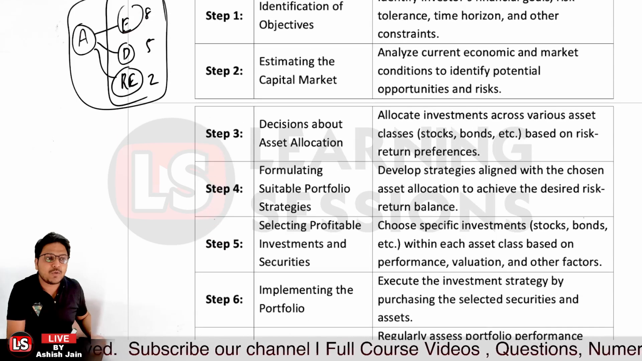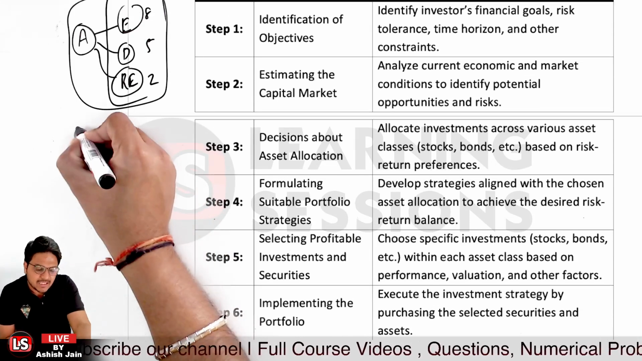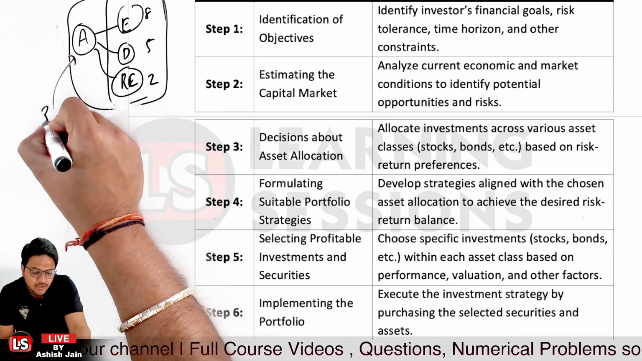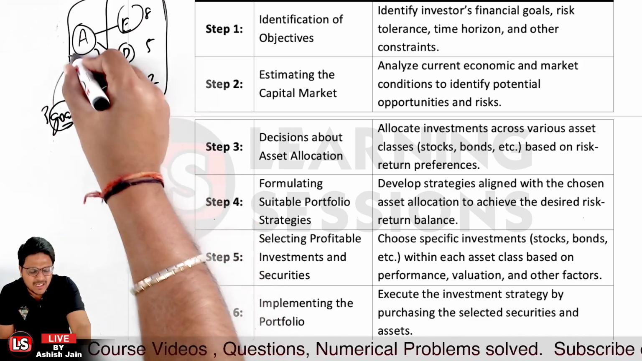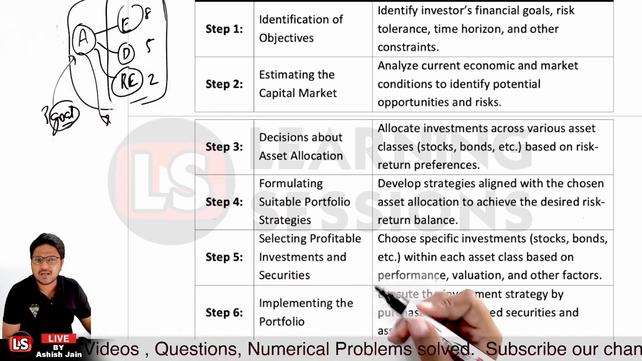So the first step is related to what? It's identifying the objective. What is the objective of A? What is the main goal of A? Identifying the same. The second one is related to how much money he wants to invest, which is estimating the capital market.